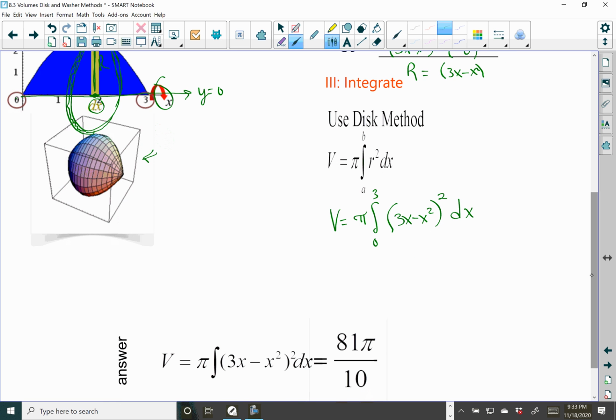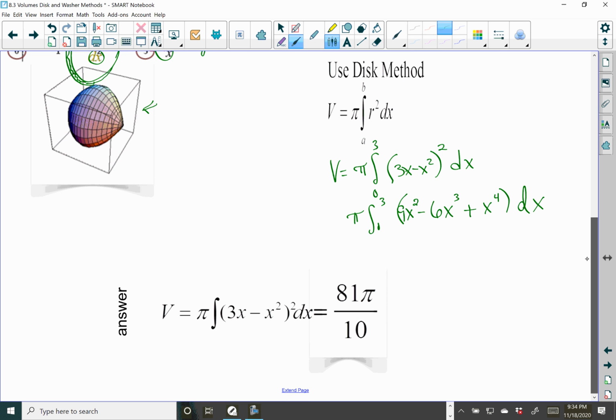We could integrate this out by hand, of course. I would have to expand this, so I'd have a 9x squared minus, if I multiply these two, a 3x cubed doubled, so a 6x cubed, I believe. And then last times last will give me a positive x to the 4th. Hopefully I did that right. dx. And then we know we'd have to go in and do the integration.